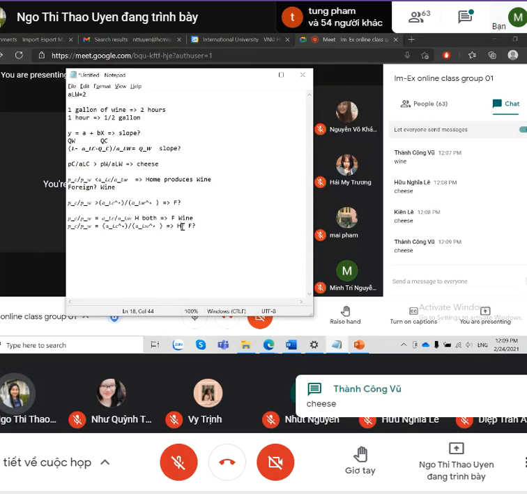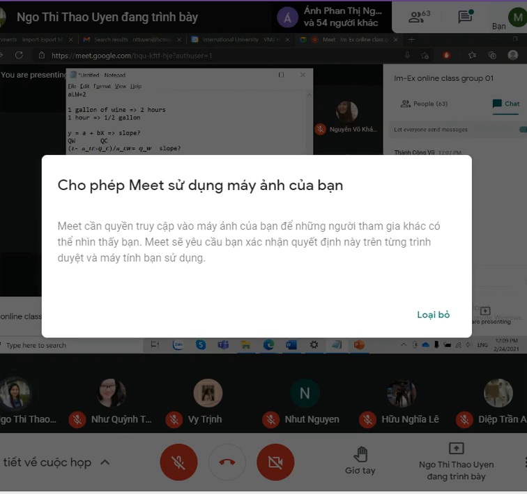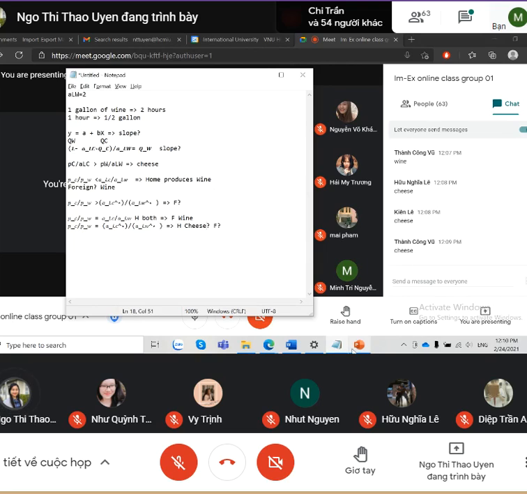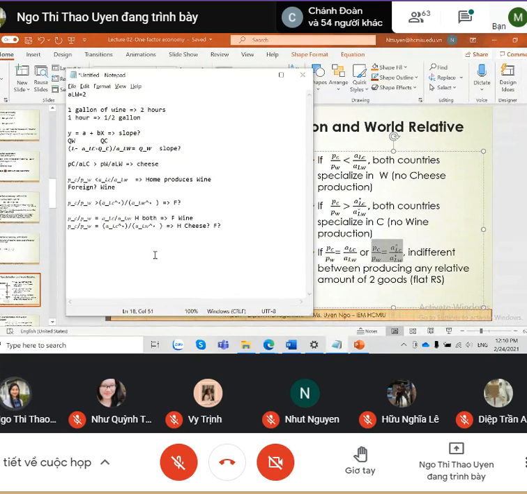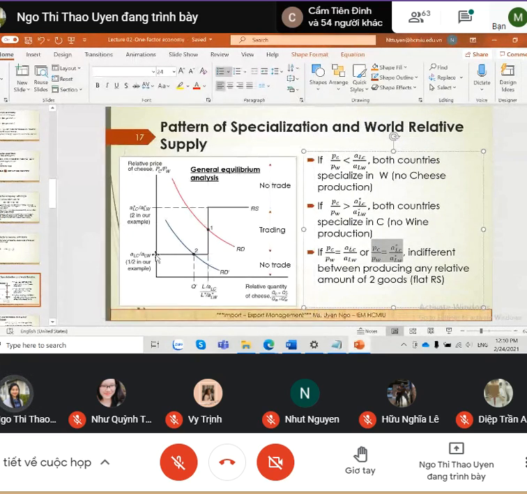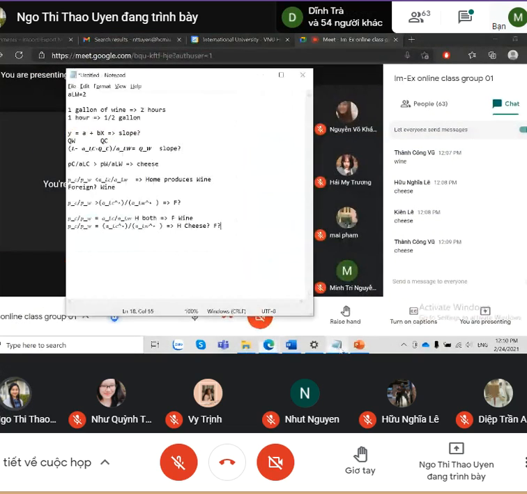Just pick one of the two products and then you have 50% correct. Cheese. Yes, you are correct. Home will produce cheese because it's higher. It's here. It's higher than their opportunity cost of cheese in terms of wine. See? It's higher than this. How about foreign? Foreign produces what?